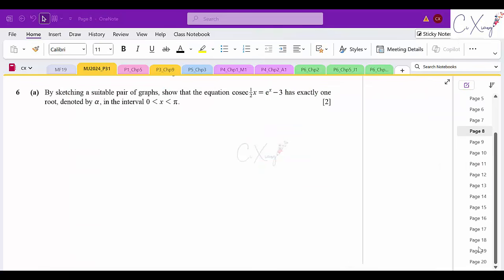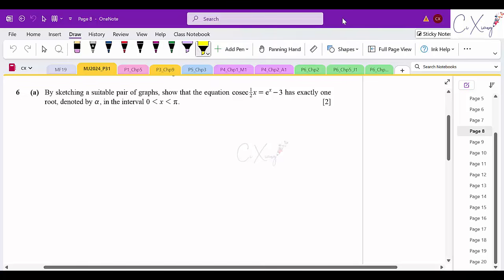Alright, so question number 6. Okay, by sketching a suitable pair of graphs, they want us to show the equation has exactly one root denoted by alpha in the interval 0 until pi. So first of all, we have to sketch the diagram first. Since they said we have to sketch a suitable pair of graphs, for this equation we will separate into two parts, where I want to sketch y equals cosecant half x, and another graph that I want to sketch will be y equals e power x minus 3.